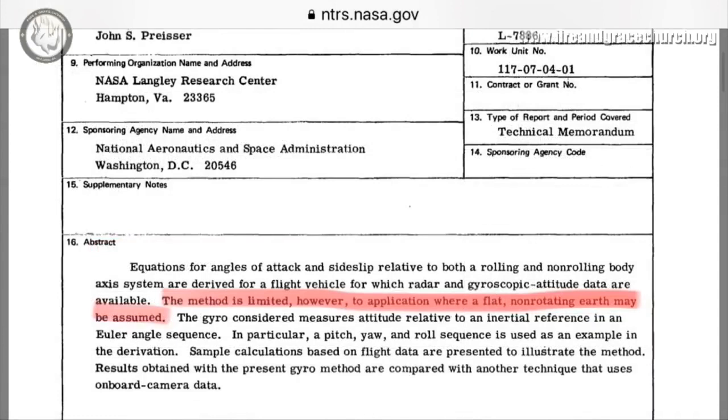Here's what they say. Equations for angles of attack and side slip relative to both rolling and non-rolling body axis system are derived for a flight vehicle for which radar and gyroscope attitude data are available. The method is limited, however, to application where a flat non-rotating Earth may be assumed. The application for this whole thing has to be based on a flat, non-rotating Earth.